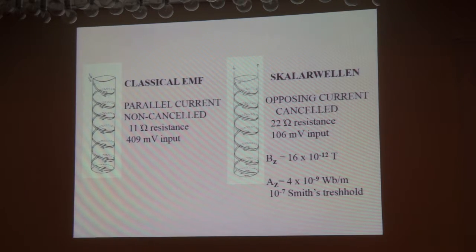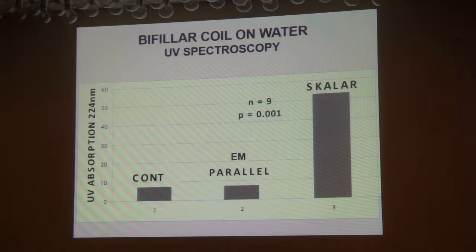In this situation, the A field intensity was about 2 orders of magnitude less than the threshold required to imprint water, according to Cyril Smith's data. So in essence, there is no A field present. There is no B field present. Yet, there is still an effect on the water as measured with ultraviolet spectroscopy.